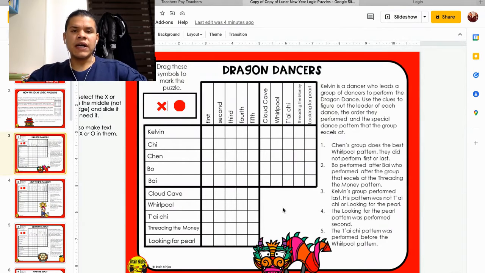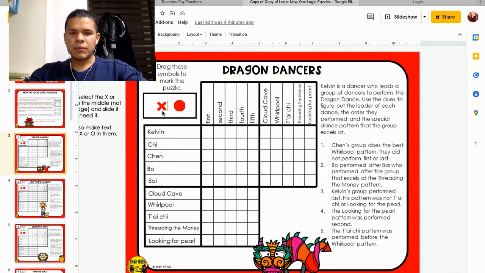Now I'm going to show you how to complete the first logic puzzle. On slide number 1, we have Dragon Dancers. It reads, Kelvin is a dancer who leads a group of dancers to perform the dragon dance. Use the clues to figure out the leader of each dance, the order they performed, and the special dance pattern that the group excels at. So let's take a look at our grid that we have over here.